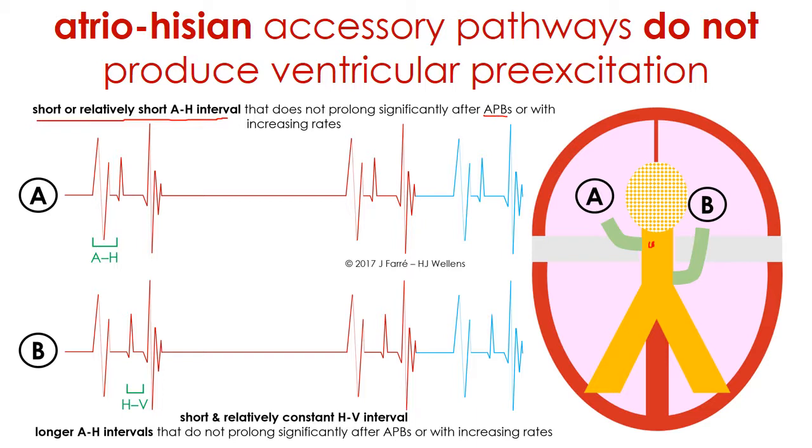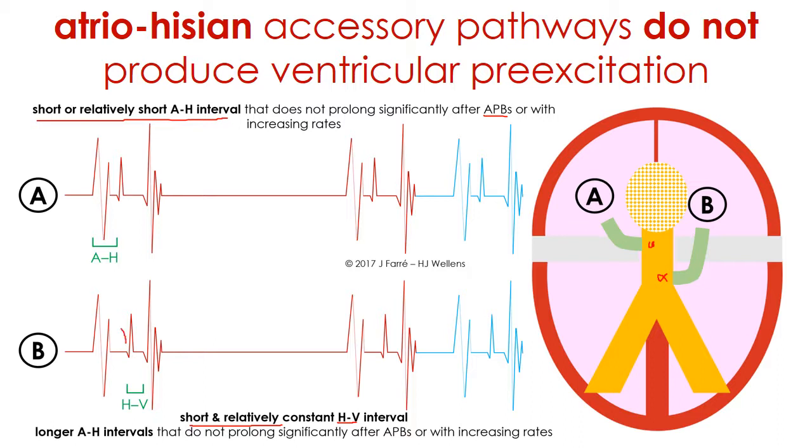In B, we represent the situation in which the Atrio-hisian bypass inserts more distally within the His bundle. In this situation, we will see a short or relatively short HV interval that is constant either during sinus rhythm or following atrial premature beats or during atrial pacing at increasing rates.